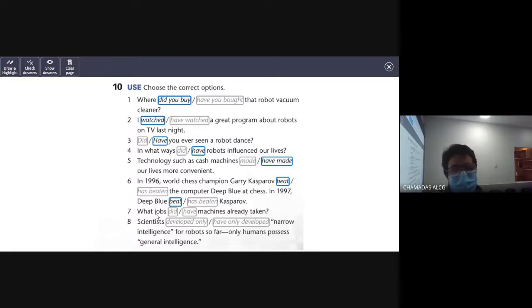Now, number 7, what jobs have machines already taken? And finally, scientists, yes, because we have the adverb so far. So far means até agora, until now. Okay, so far. So present perfect. Scientists have only developed narrow intelligence for robots so far. Only humans possess general intelligence. So this is the conclusion, right? We have general intelligence, but machines don't.